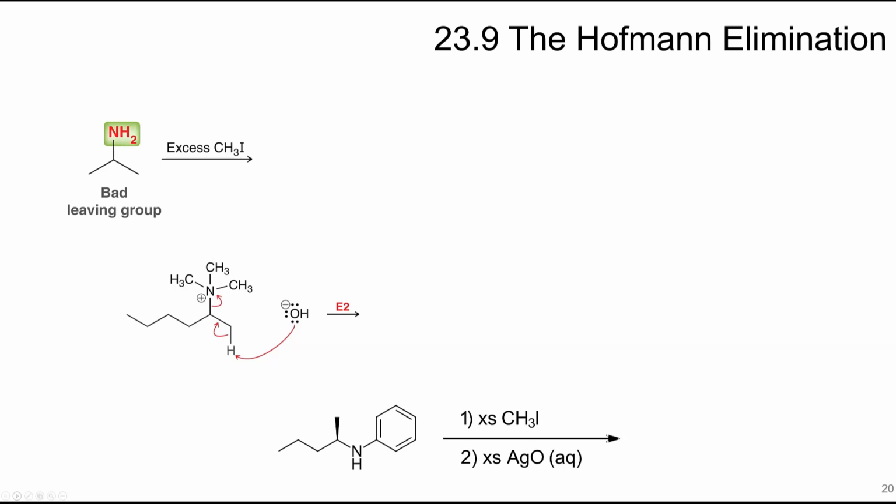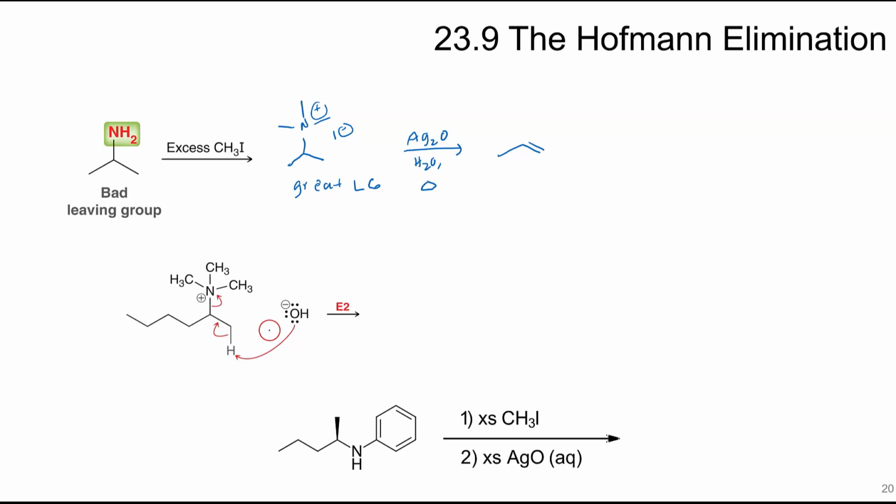Nitrogen is a bad leaving group. If we add excess methyl iodide to that, this makes it a great leaving group. So nitrogen, we said amines, NH2 is a bad leaving group. If we methylate it and make it into the quaternary salt, that's a great leaving group. I add silver oxide, water plus heat. That is going to eliminate the leaving group.